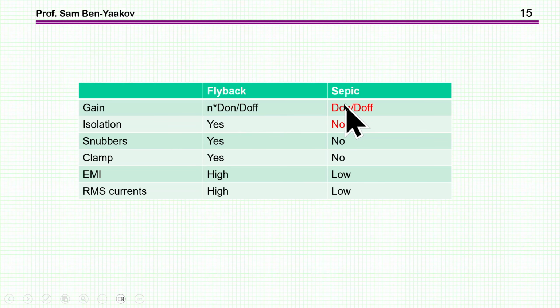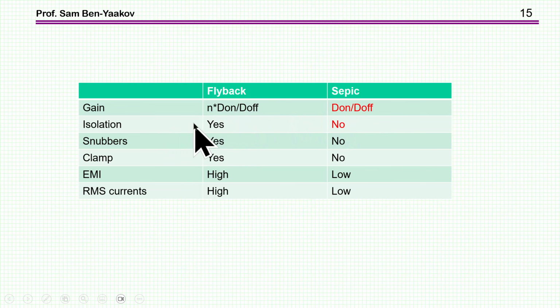So Sepic is good when you need a gain of, say, 1, with a gain higher than 1 and lower than 1. Like if you have a battery and would like to feed a load at about the voltage of the battery, and then the battery is higher than what is needed and then lower than what's needed, you can accommodate this change here. So this is one big difference between the two.